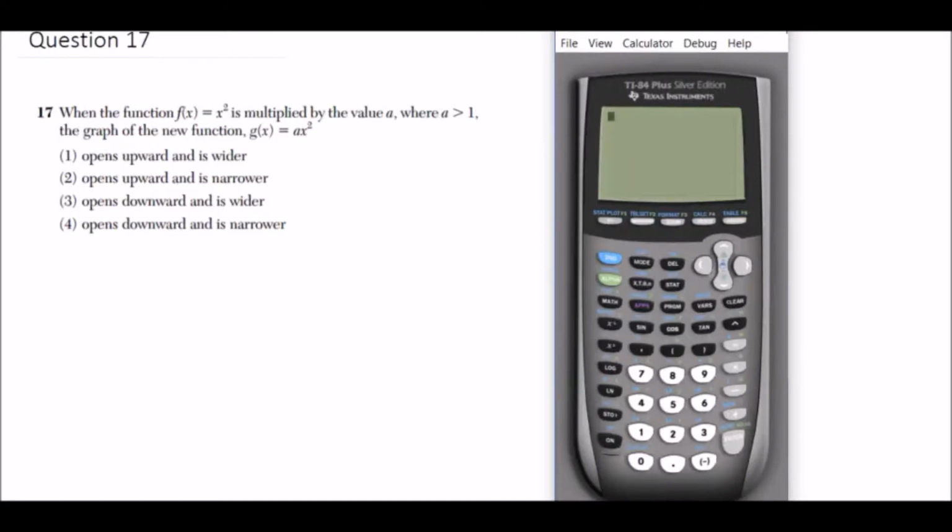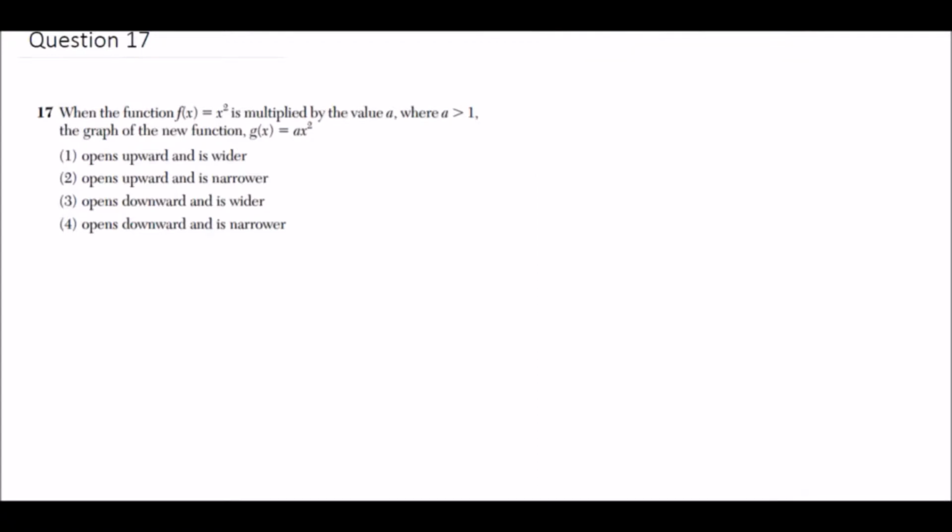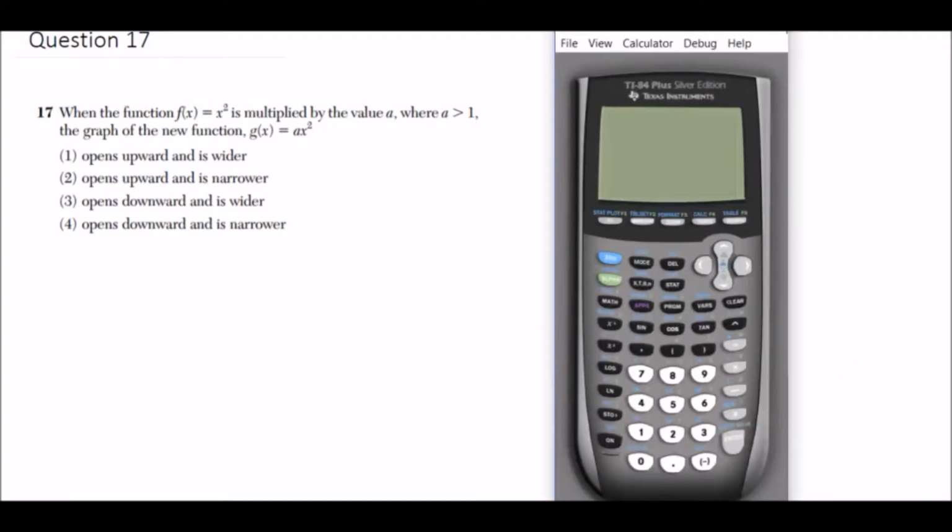Here we have question 17 on the January 2017 Algebra 1 Common Core Regents. And this question appears very, very complicated, but it can actually be solved really, really easily with a calculator. So if we have a TI-83 or 84, let's take a look at our question.